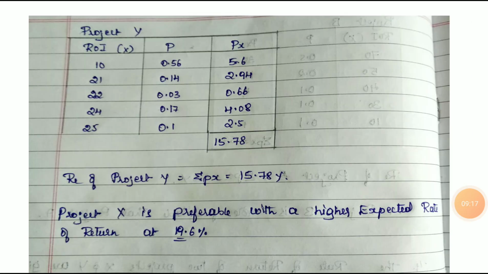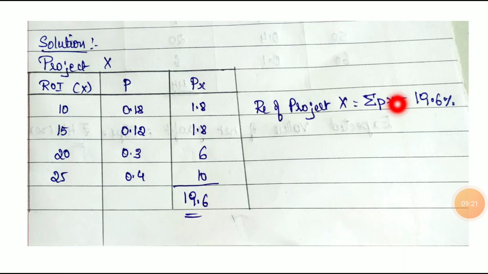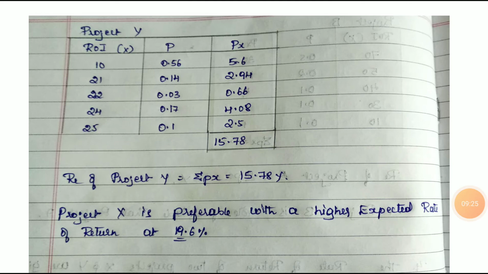So they asked which project would you prefer and why. Here we are preferring project X because it has the highest expected rate of return of 19.6%, whereas project Y has only 15.78%. So that's why project X is preferable, with the higher expected rate of return at 19.6%.